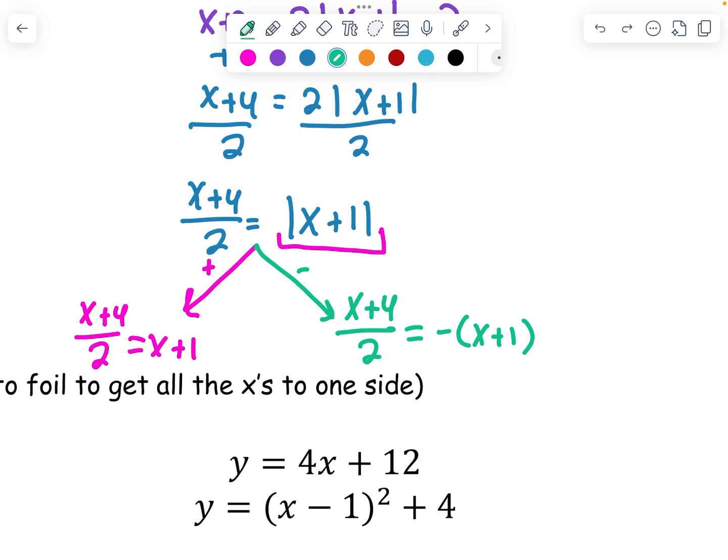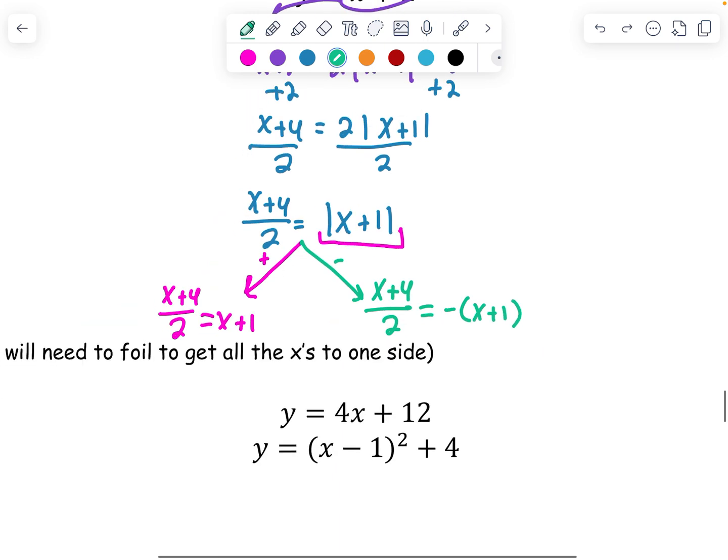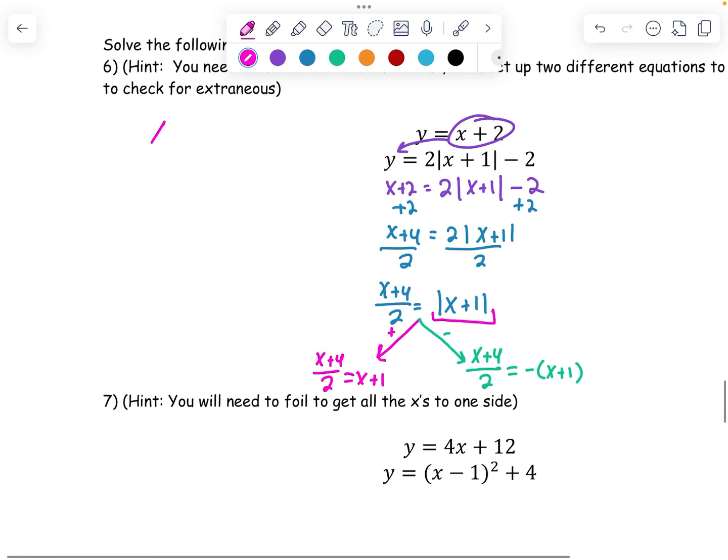So we have to imagine, well, what if our x + 1 was negative? It should still equal (x + 4)/2. And now we can solve both of these for x. So (x + 4)/2 is equal to x + 1. I would start by multiplying by 2, because in order to solve for x, we're going to need to get access to this x right here. So we need to get rid of the fraction.